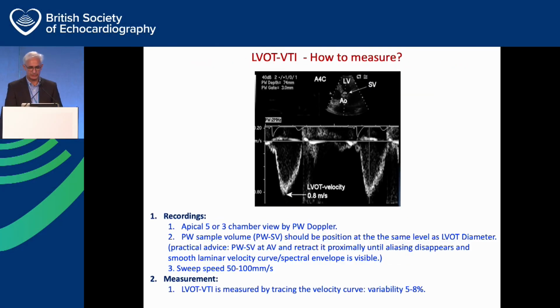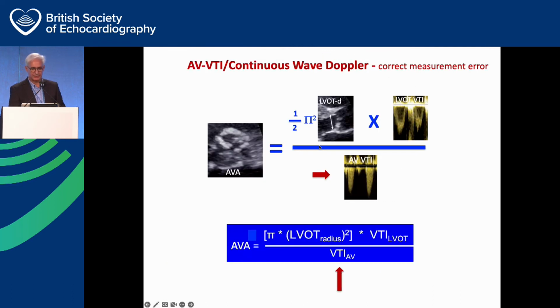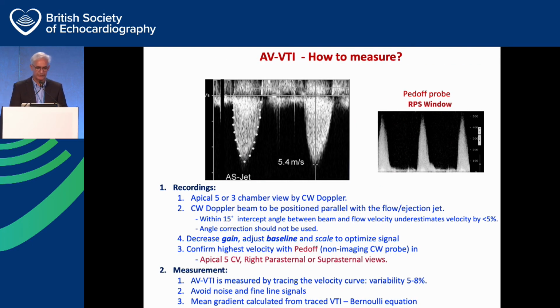LVOT VTI, how do we measure the second component? Of course, we record it in the apical 5-chamber view and 3-chamber view with pulse wave Doppler velocity. The sample volume should be placed at the valve level and then retracted proximally until aliasing disappears and a smooth linear velocity curve, a spectral envelope, is visible. The sweep speed should be 50 to 100 millimeters per second. And then the measurement itself is straightforward, contouring these signals.